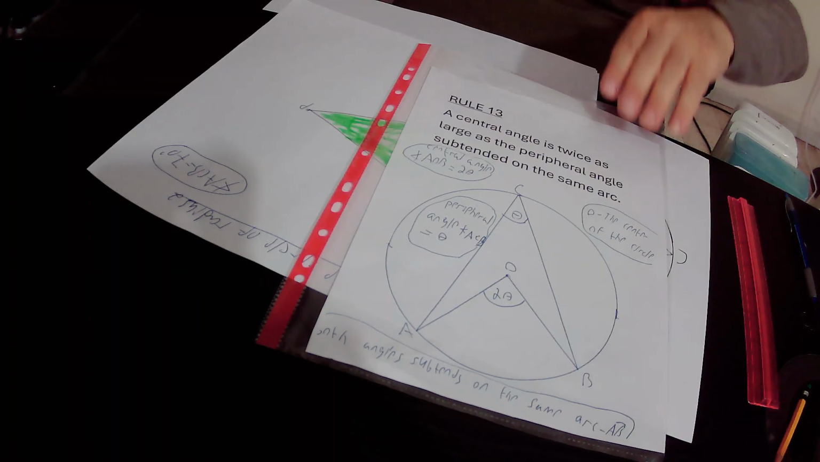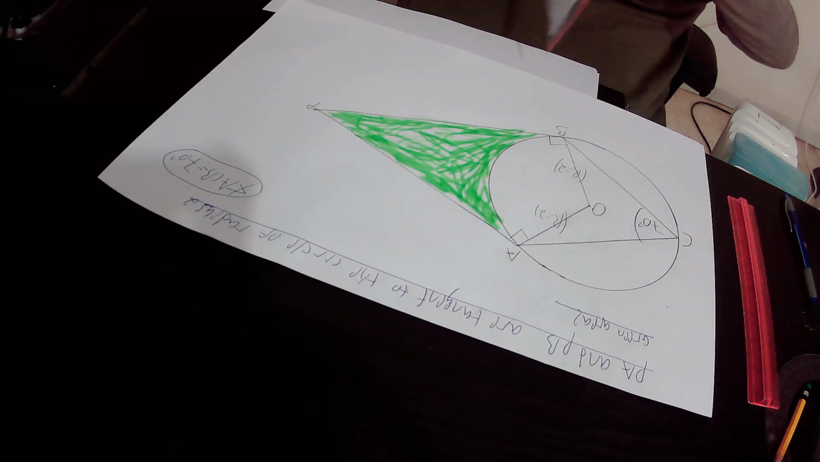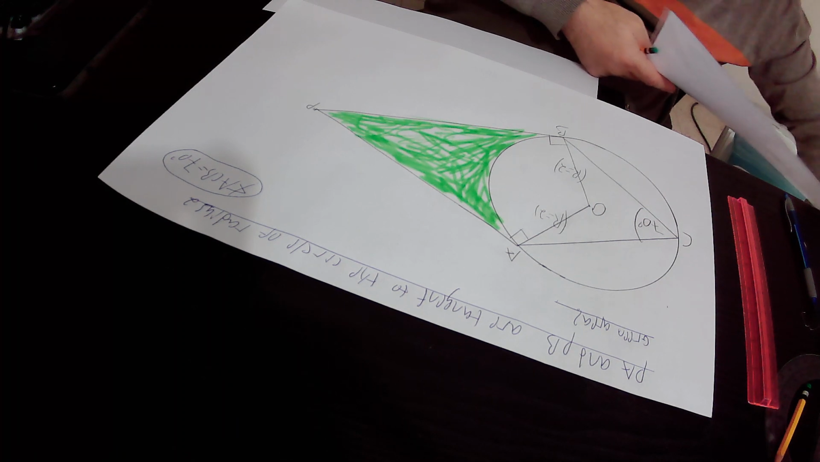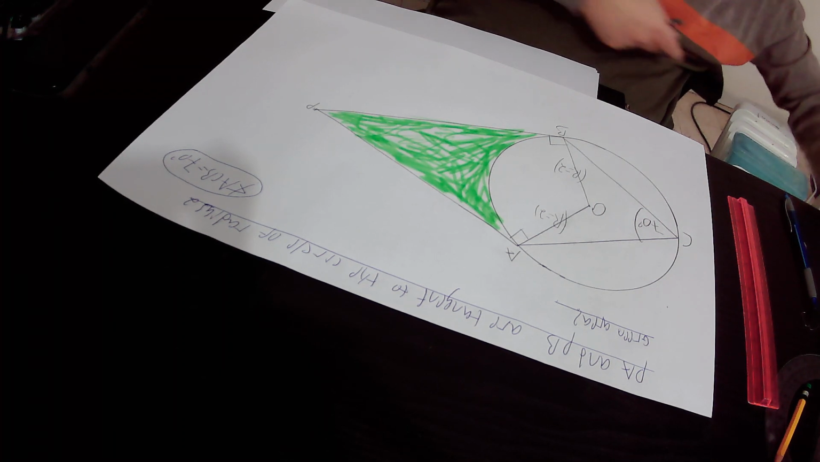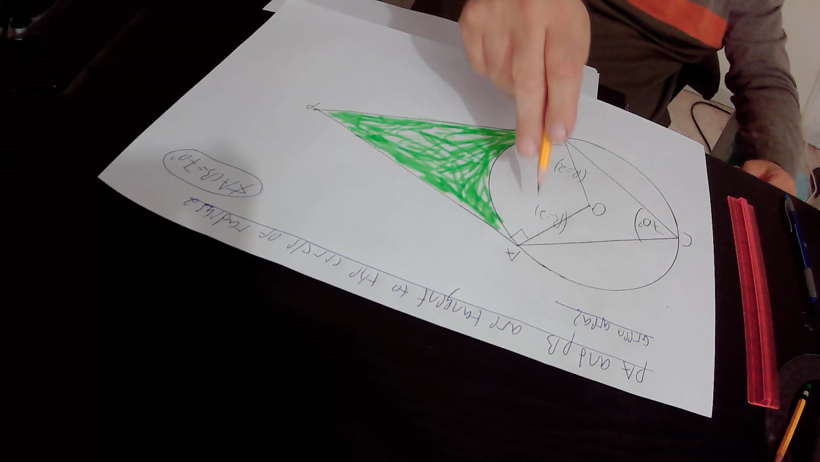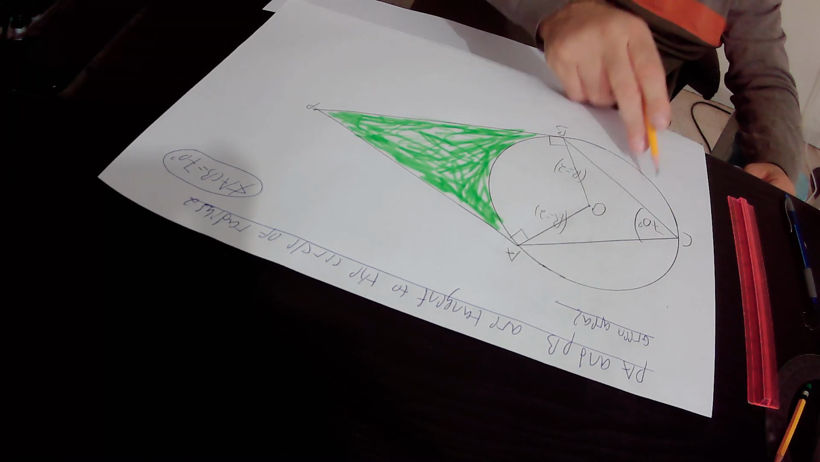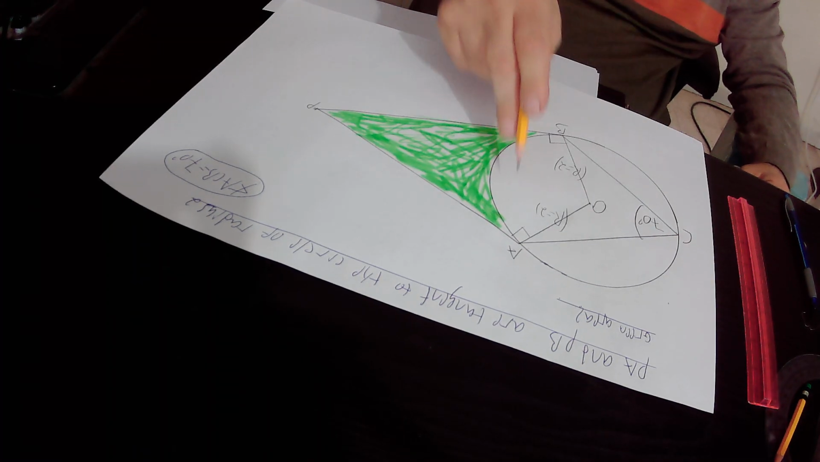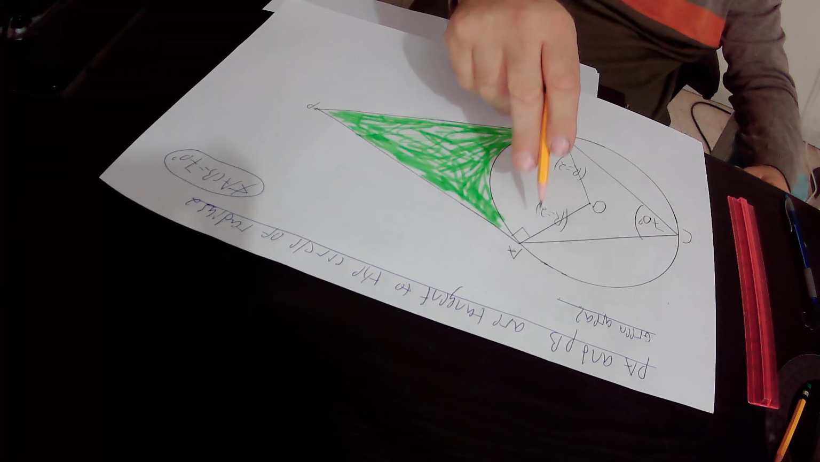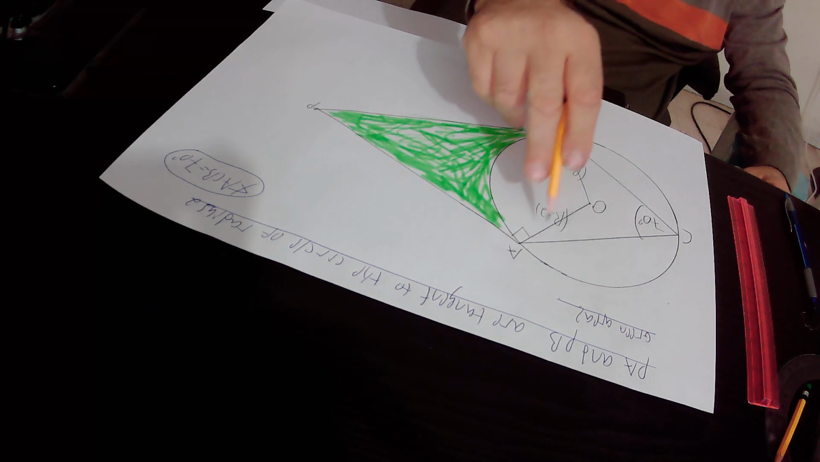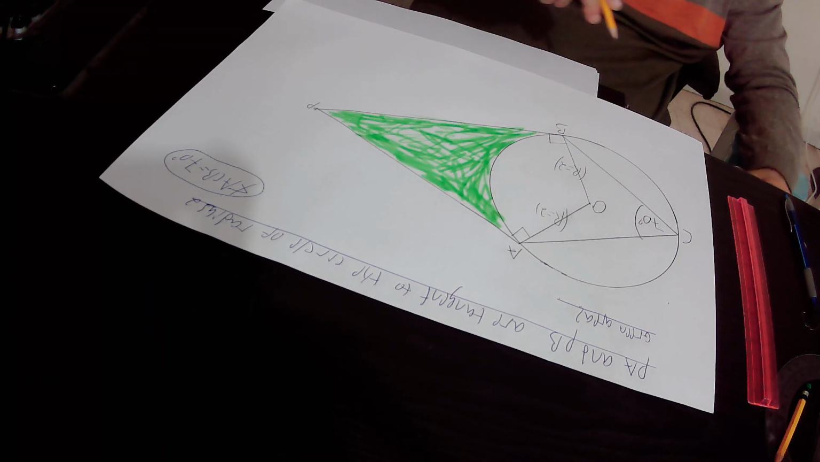Okay, so we can actually implement rule 13 in our drawing. Why? Because in our drawing we have peripheral angle ACB. This is peripheral angle ACB, and it is equal to 70 degrees in its size. Peripheral angle ACB is subtended on this arc AKB.